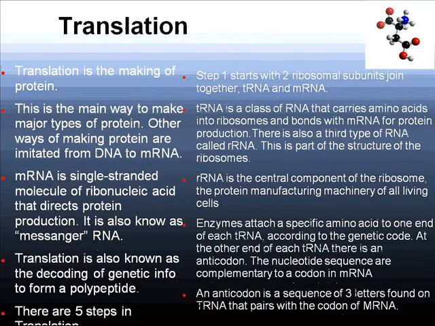Translation is the making of protein. This is the main way to make major types of protein. Other ways of making protein are imitated from DNA to mRNA. There are 5 steps to translation. Step 1 starts with 2 ribosomal subunits joined together, tRNA and mRNA. tRNA is a class of RNA that carries amino acids into ribosomes and bonds with mRNA, where proteins are produced.